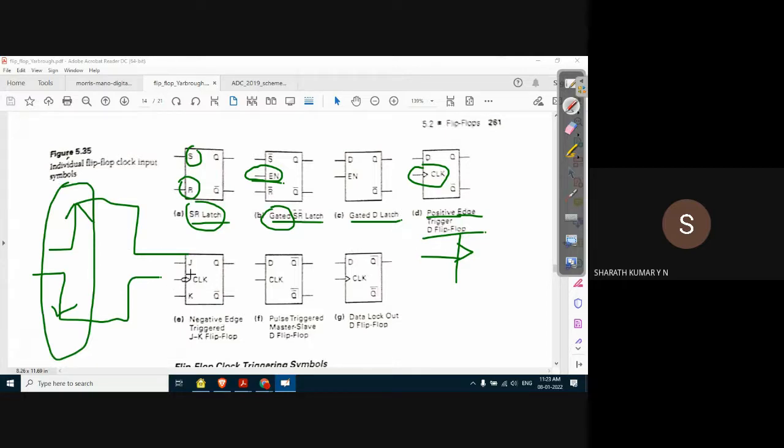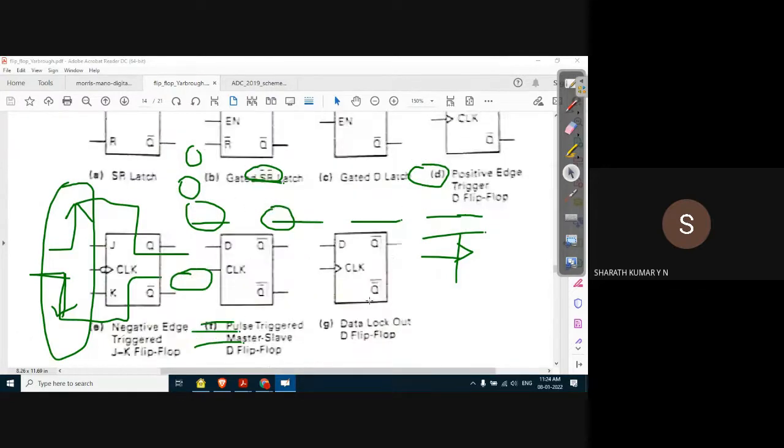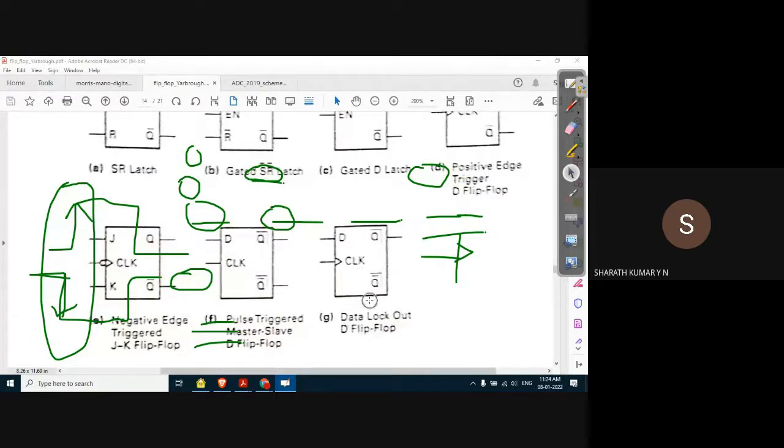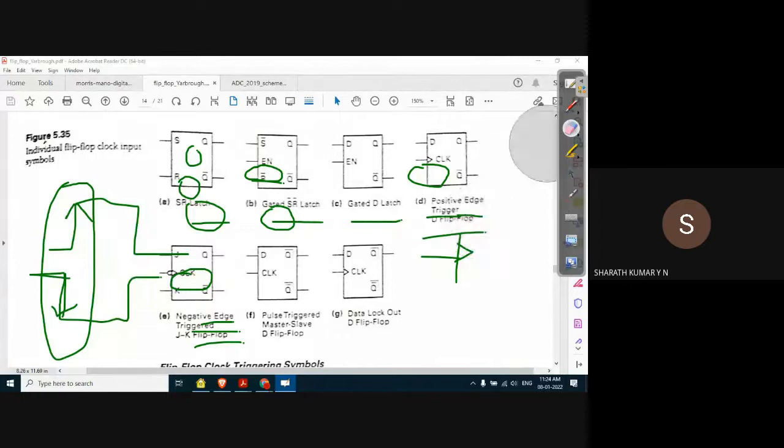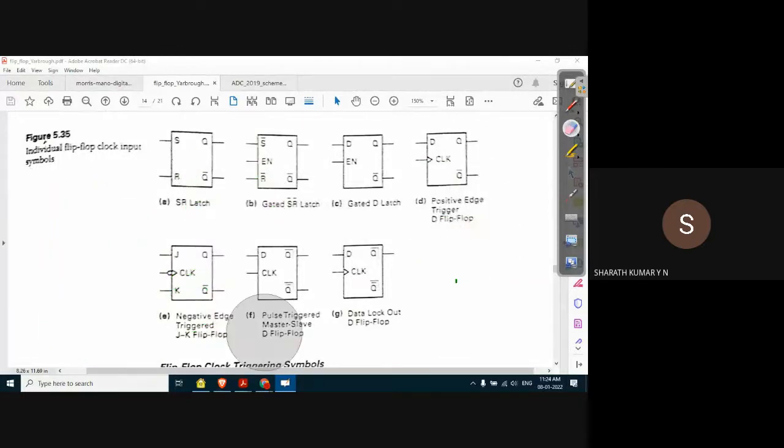Next is the JK flip flop, but you can observe this circle here. That is nothing but a negative edge triggered JK flip flop. It is a negative clock pulse, so the falling edge comes first. This is pulse triggered. I'll zoom it in a little because the image is not really that clear. So next is the pulse triggered D flip flop.